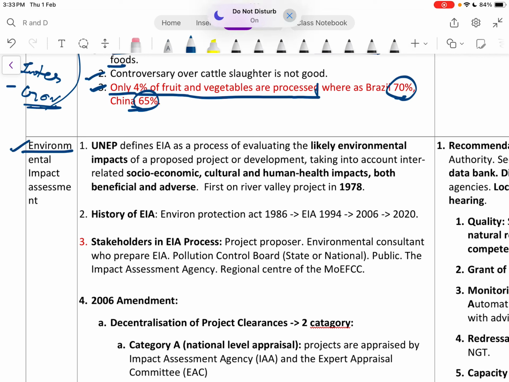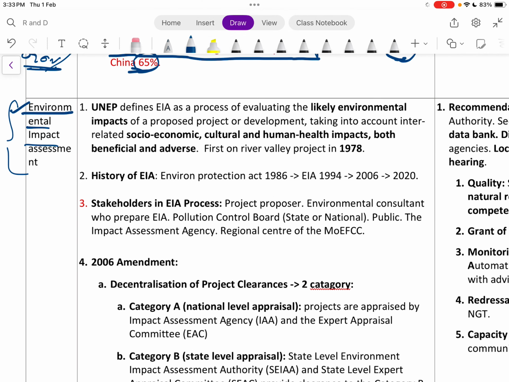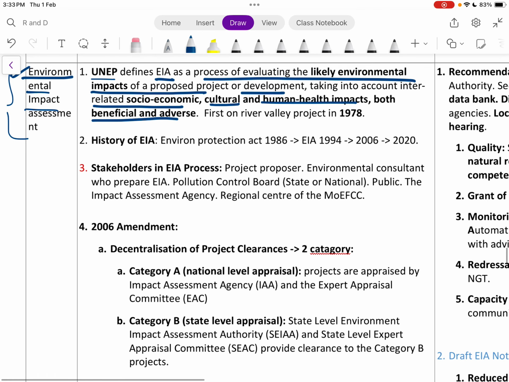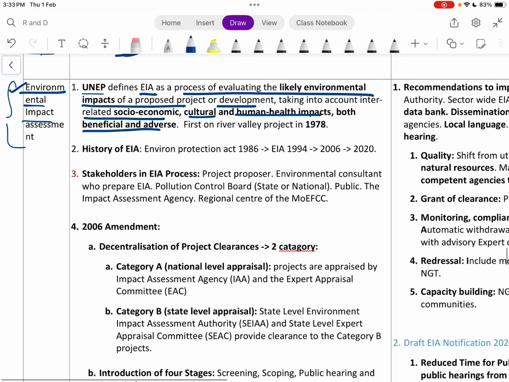Okay, so let us begin with environmental impact assessment. Now we are going for the environment section of the GS3. The UNEP defines environment impact assessment as the process of evaluating the likely environmental impact of a proposed project or development, taking into account interrelated socio-economic, cultural, and human health impacts, both beneficial and adverse. The first such river valley project was in 1978.